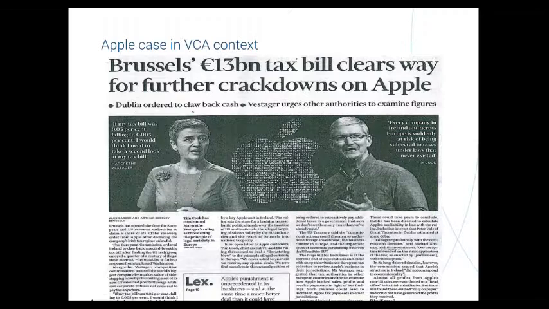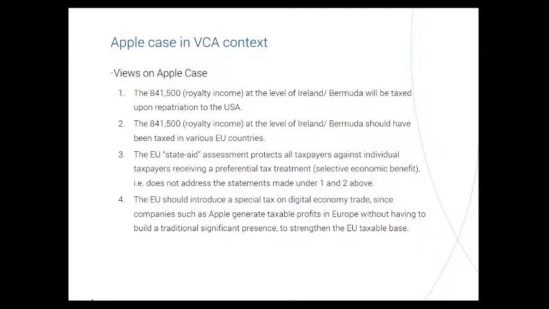Perhaps it's good to go to the next slide. Where does the value chain analysis come into view in helping or solving this case? Again, you look at where the value is created. In the articles around it, as mentioned already, Vestager urges other tax authorities to examine figures. A lot of countries, and I think it was mainly opposition at this moment, were pushing public opinion that, for instance, Germany should get part of this 13 billion.